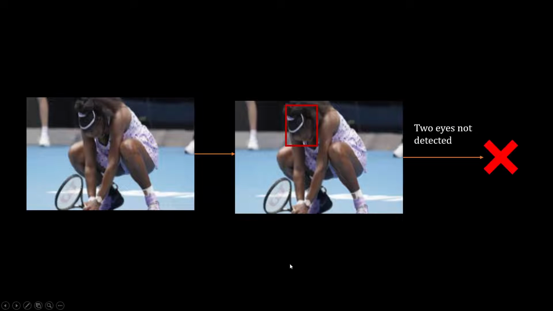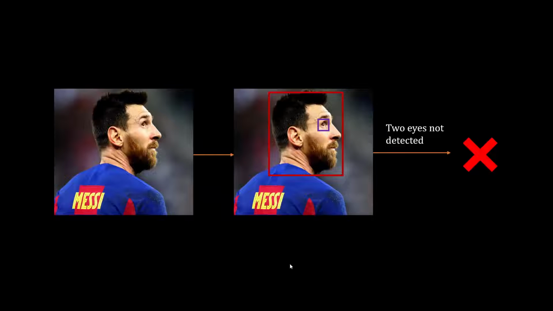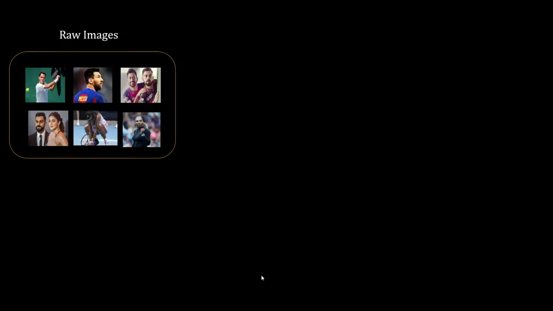In this case, Serena Williams' face is not visible properly, hence we will not use this image in our classification, because if we do, then our classifier might make mistakes. So we want to make sure our classifier's accuracy stays high. In this image, although we know Messi from the side face, for a computer it might be hard if two eyes are not visible, and hence we will also discard this image.